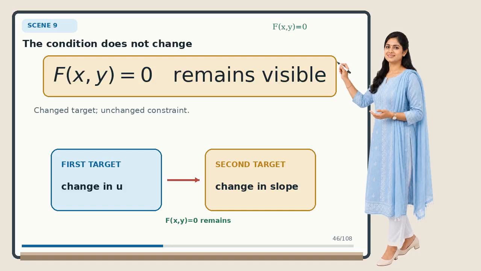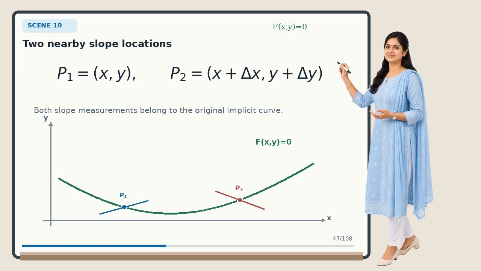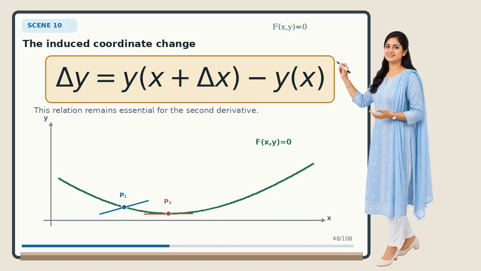The target has changed, but the constraint has not changed. Every actual comparison point must still lie on the same implicit curve. To measure how the slope changes, compare the slope at two nearby points P1 and P2 on the same curve. Again, delta y is not arbitrary, it is y of x plus delta x minus y of x. This requirement keeps the second point on the curve.